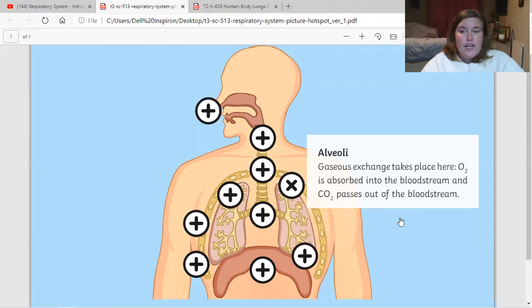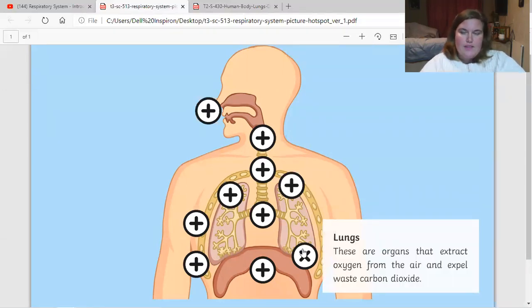Gaseous exchange takes place here. O2, which is oxygen, is absorbed into the bloodstream, and CO2, which is carbon dioxide, passes out of the bloodstream. So basically, they work well together in order to put oxygen into our blood, and to take carbon dioxide out of our blood.